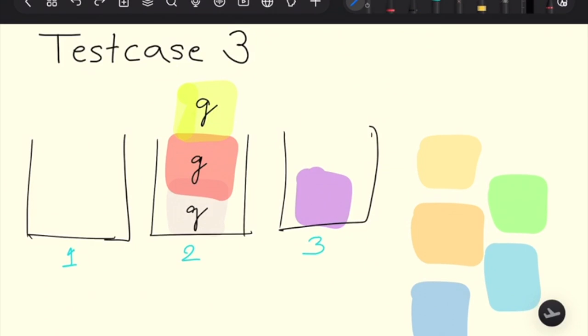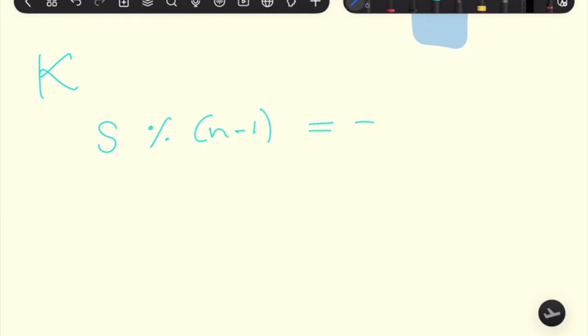Now let's try to find the target height. Let's call it k. To find the target height, we have to satisfy two rules. First, which we have already mentioned, that the total sum, let's call it S, should always be divisible by n-1.